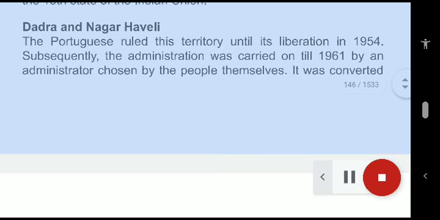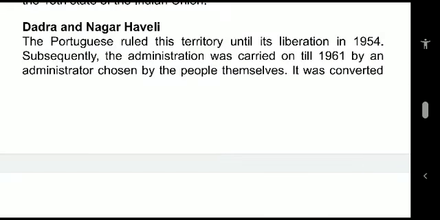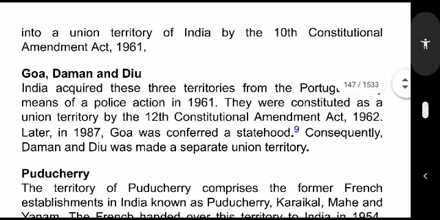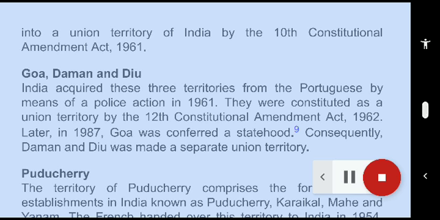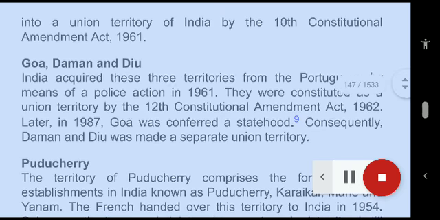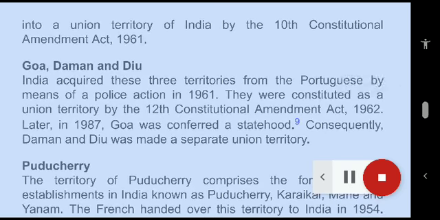Dadra and Nagar Haveli. The Portuguese ruled this territory until its liberation in 1954. Subsequently, the administration was carried on till 1961 by an administrator chosen by the people themselves. It was converted into a Union Territory of India by the 10th Constitutional Amendment Act, 1961. Goa, Daman and Diu. India acquired these three territories from the Portuguese by means of a police action in 1961. They were constituted as a Union Territory by the 12th Constitutional Amendment Act, 1962.